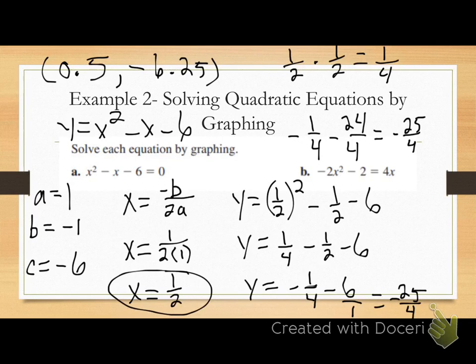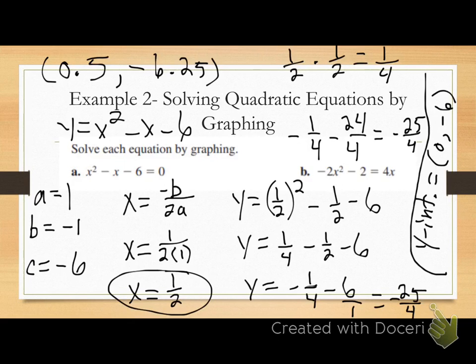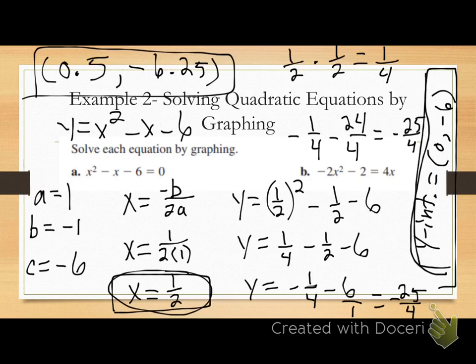Questions how I got my vertex? We're good so far. And what's the last thing I need? Y-intercept. What's my y-intercept? Negative 6. 0, negative 6. Sorry, I'm writing it sideways. I just ran out of room. Y-intercept equals 0, comma, negative 6. So here's my vertex. Here's my axis of symmetry. Here's my y-intercept. Questions how I found those three things?